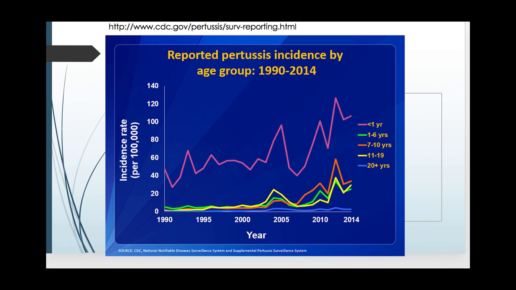And here is a chart I'm going to have you take a look at. This is the incidence rate of pertussis by age group. It's a count, and you can see that the incidence rate here is per 100,000 people. And it looks like you're more likely to develop pertussis if you're 1 year old than if you're 20 years old.